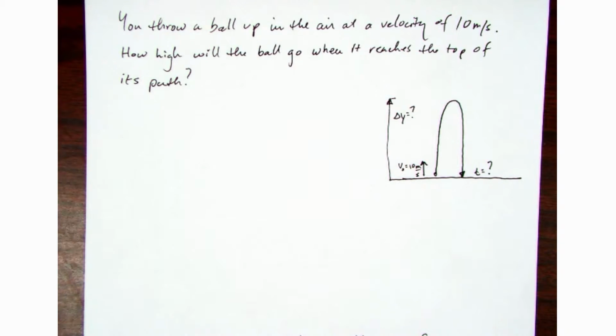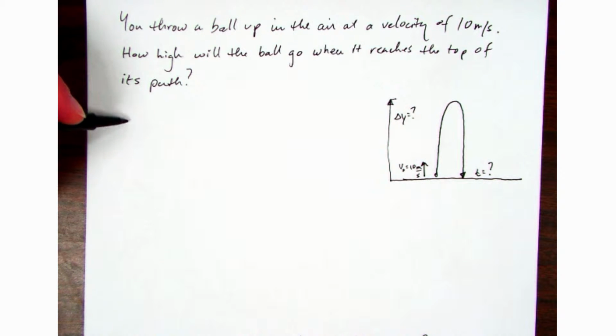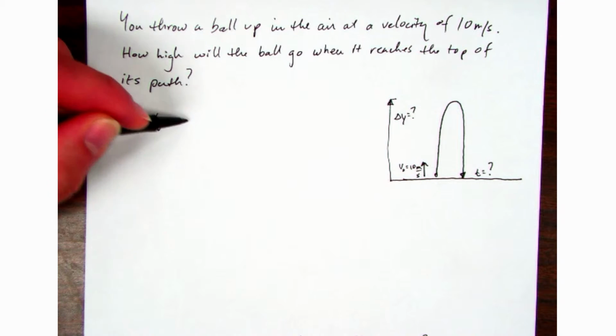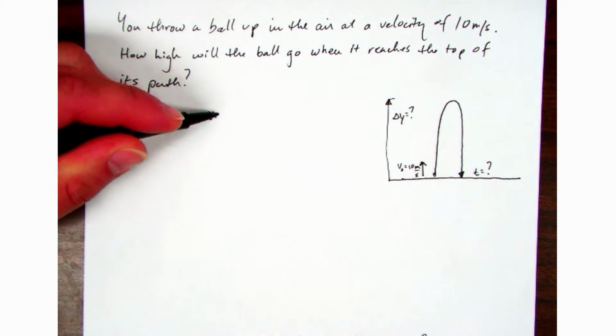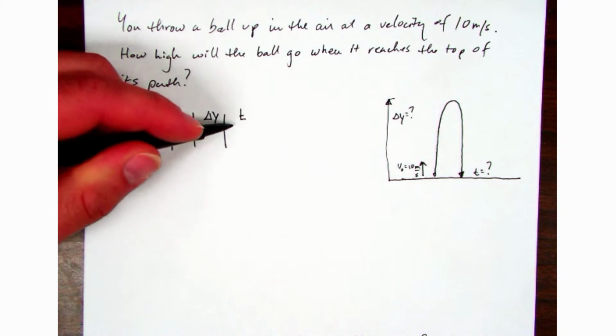Okay, you throw a ball up in the air at a velocity of 10 meters per second. How high will the ball go when it reaches the top of its path? So, again, this is a kinematics problem, and I start out with a chart. So I've got v, v naught, a, delta y, and t.